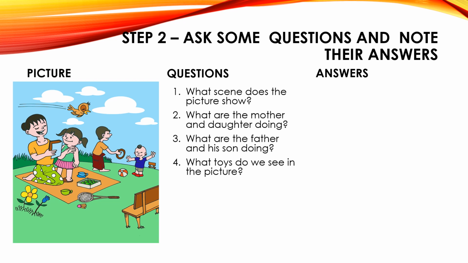So, a question we can frame is, what toys do we see in the picture? As you can see, other than the toy that the father is holding in his hand, we also see some toys lying on the ground. So, we can use them to write the composition. Other than the toys, there are also some other things that can be seen in the picture. And for this, we can frame the question, what are the other things that we see in the picture?